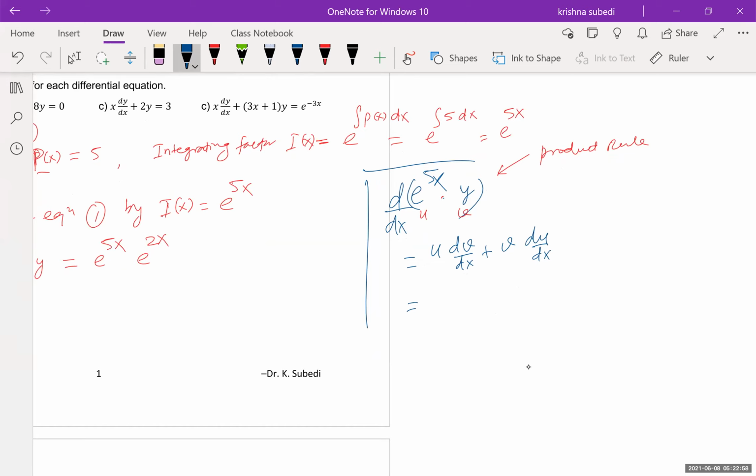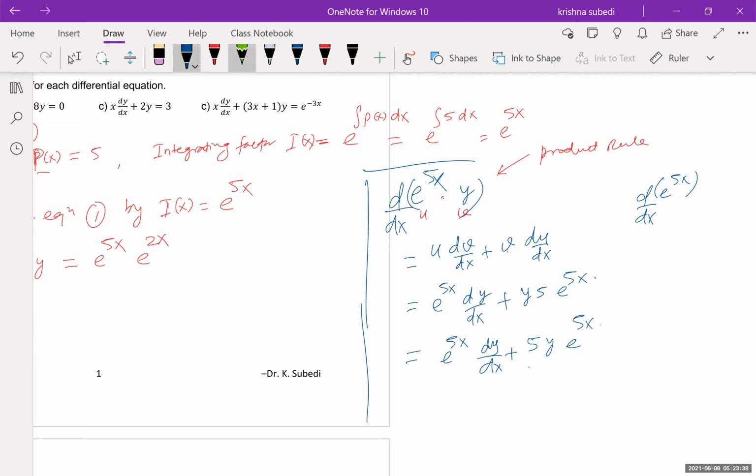And so u means e to the 5x, dv means dy over dx, plus copy v, which is y, and du over dx. So that means derivative d over dx of u is e to the 5x. Everybody know that the derivative of this will be 5 e to the 5x, right? Or you can write this as e to the 5x dy over dx plus 5y e to the 5x.